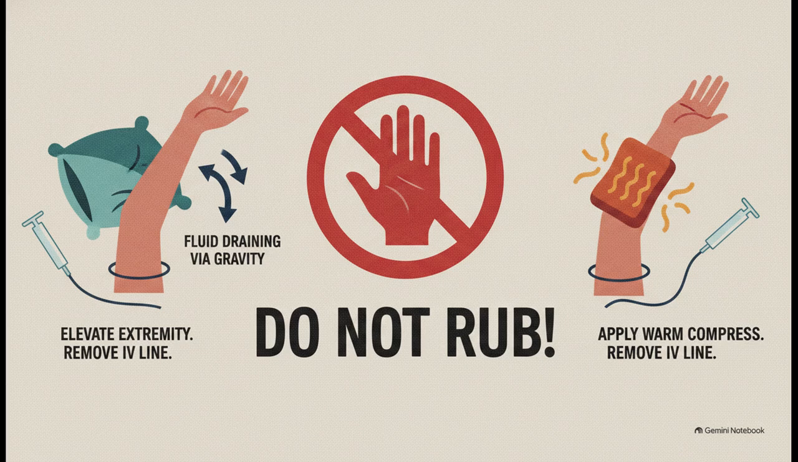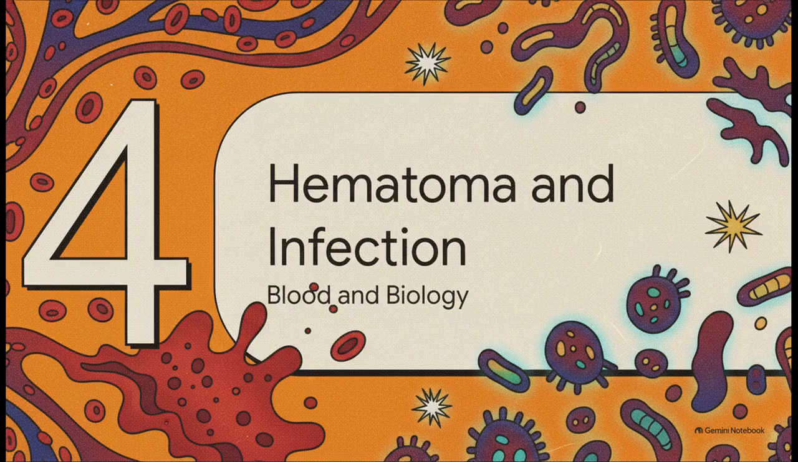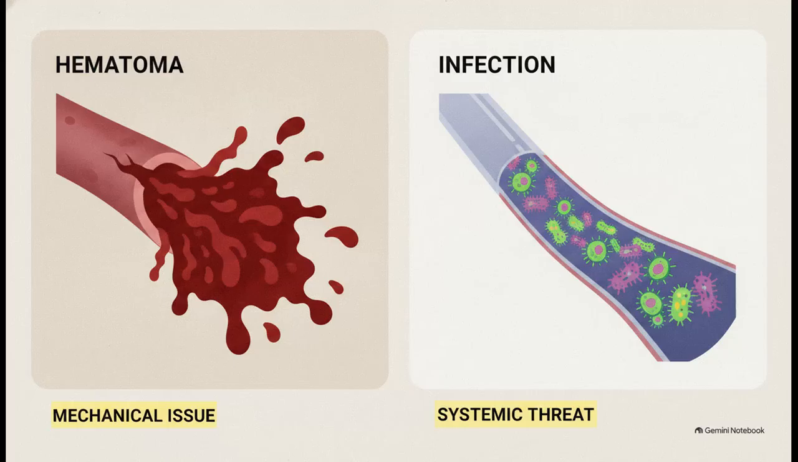Seriously, rubbing can cause even more tissue damage or, worse, dislodge a clot if one is forming. All right. On to Section 4, complications involving hematoma and infection. We're looking at blood and biology here. Here, we're contrasting a localized blood issue with the systemic biological threat.